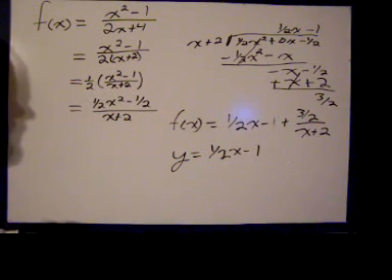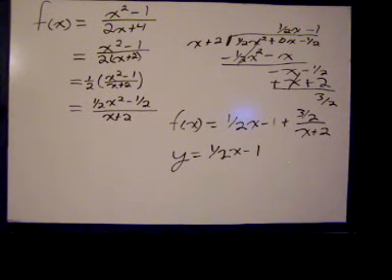If I get a true statement, like x equals 1, then it will cross the asymptote. F will cross the asymptote at that x value. If I get an untrue statement, say 0 equals negative 5, then it never crosses the asymptote.